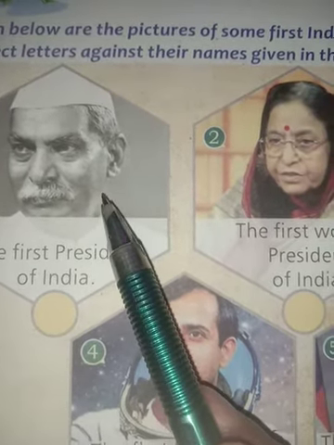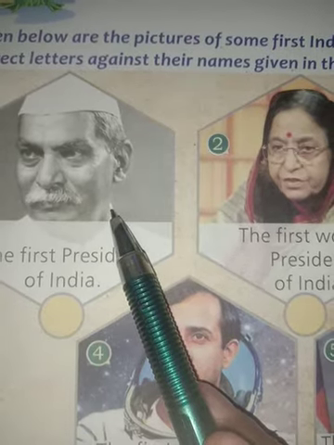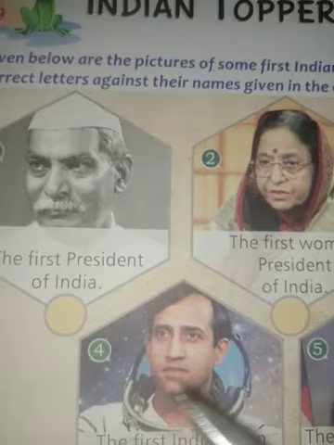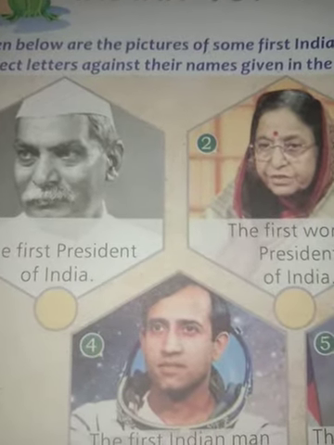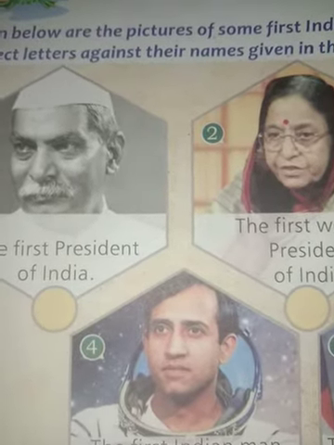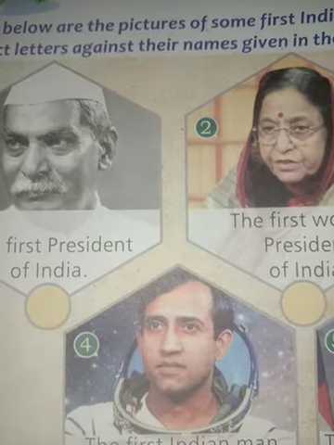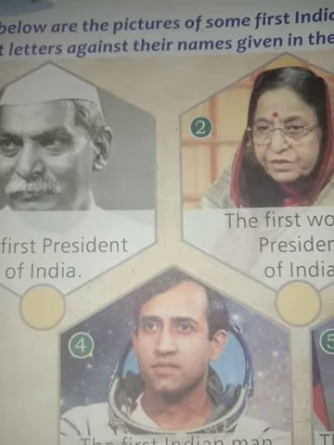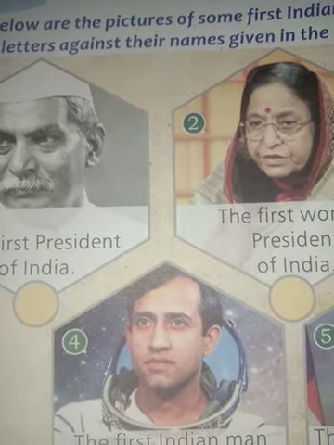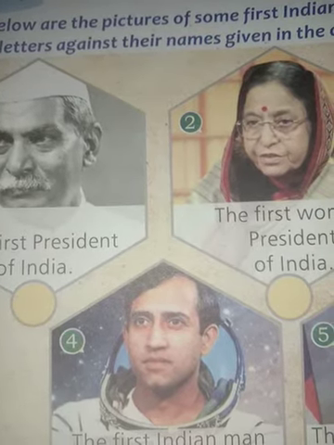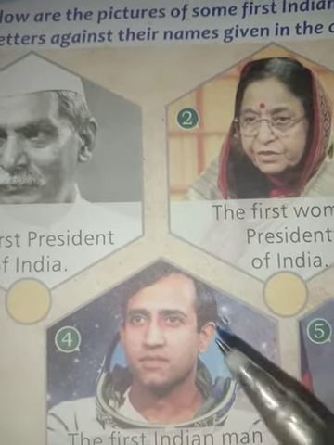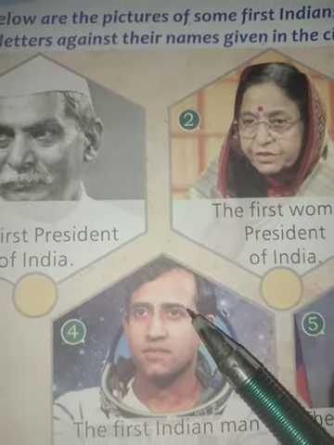Rajendra Prasad was an Indian independence activist, lawyer, scholar, and the first president of India, in office from 1950 to 1962. He was born on 3rd December 1884. So the answer is Dr. Rajendra Prasad. We will write here C.